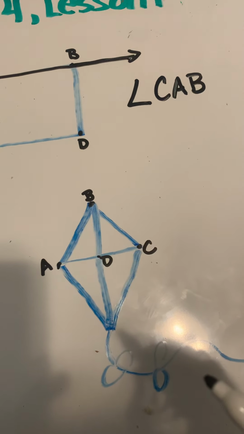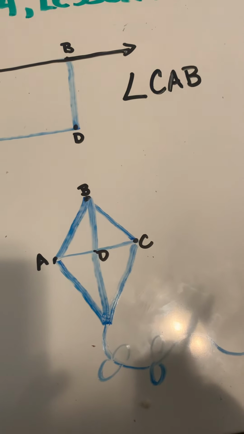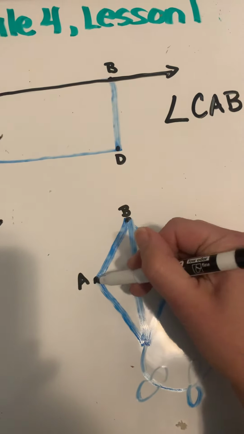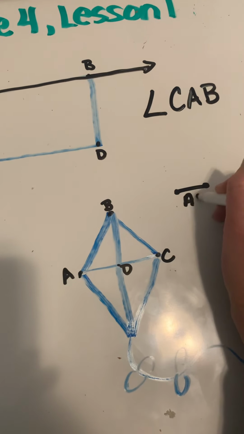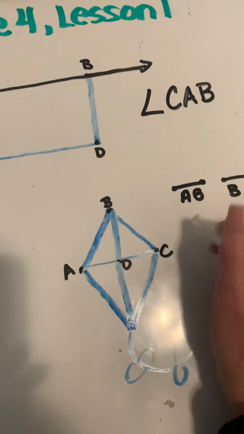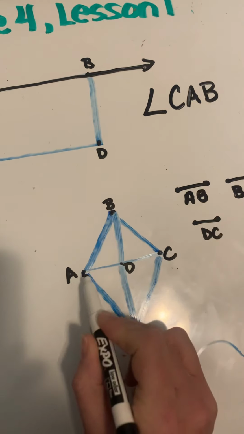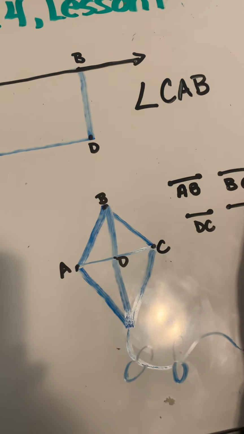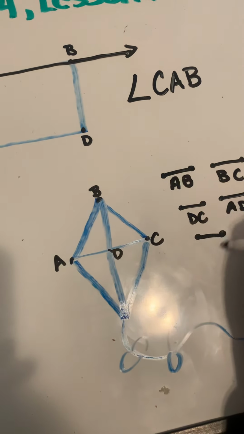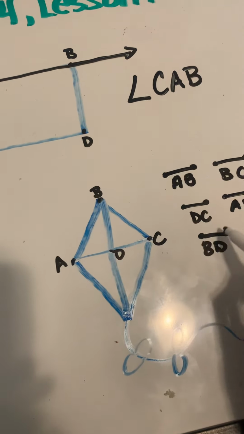Okay, so how about segments and angles? Do we see any? Line segments are just part of a line. So we could say there's a line segment AB here, or there's a line segment BC. I have a line segment here from D to C. I have a line segment here from A to D. I have a line segment here from B to D. So that's how I would do my line segments. And notice I put a beginning and an end point.